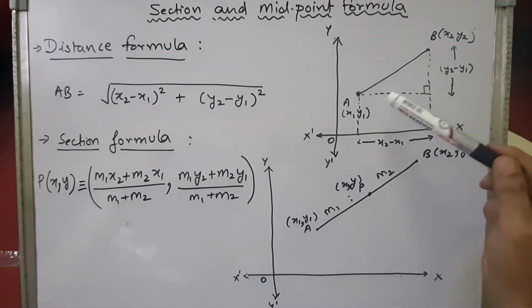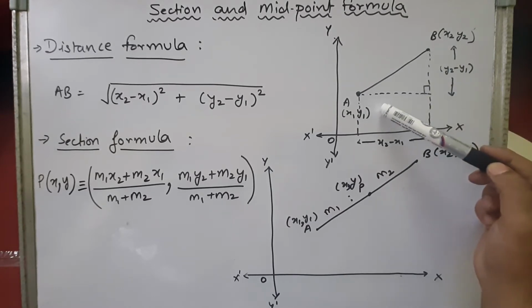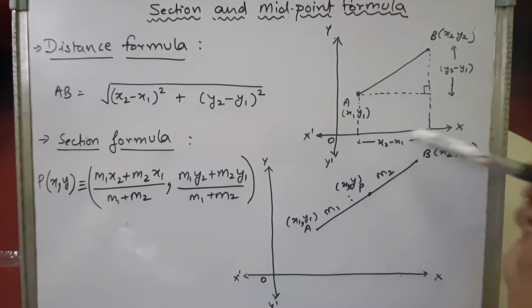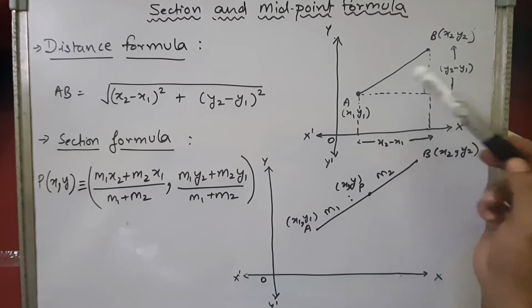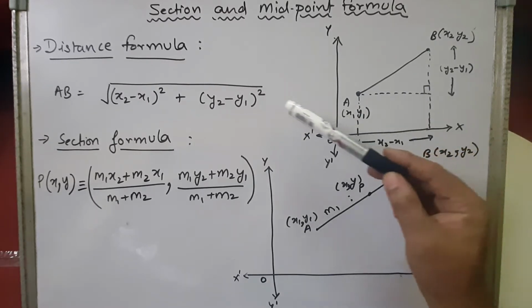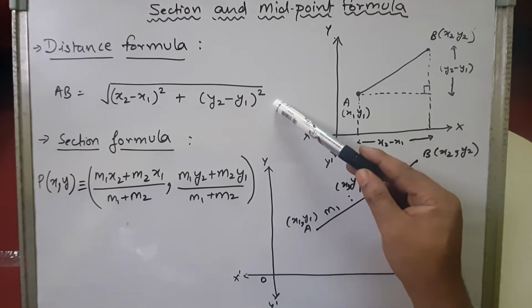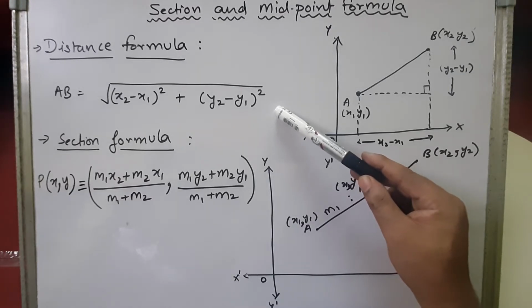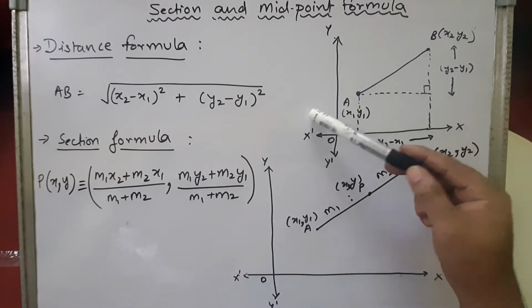Suppose there are 2 points on the plane. A has coordinates x1, y1 and B has coordinates x2, y2. This is the x-axis, this is the y-axis. So A and B are points on the coordinate axes in the graph, right? And if we have to find the distance between A and B, then we are going to use the distance formula, which is the square root of (x2 minus x1) whole square plus (y2 minus y1) whole square. This formula we have already studied previously. So this way we can calculate the length of AB.